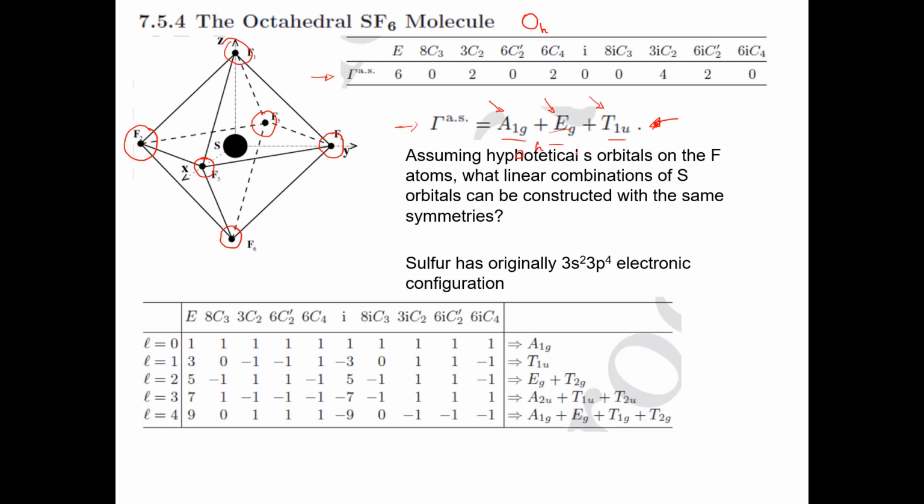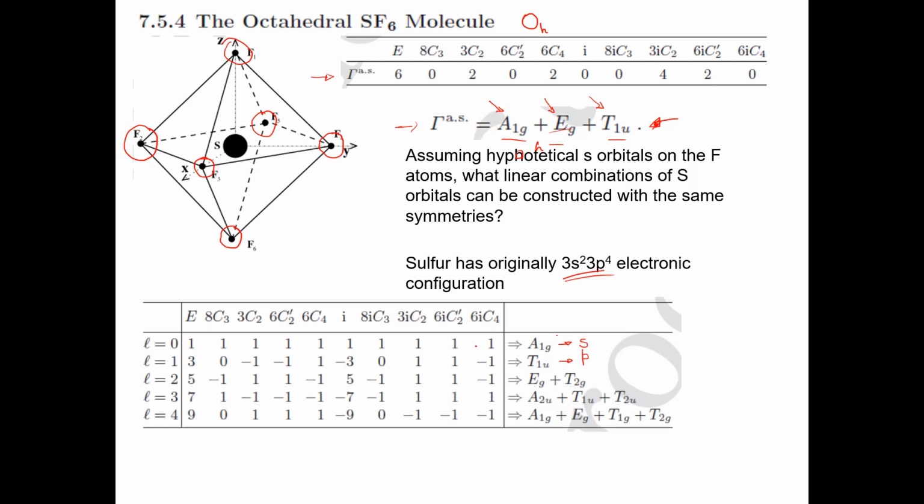So originally, sulfur has a 3s2, 3p4 electronic configuration. So one could think that I should just look at s electrons and p electrons at the central sulfur atom and how they split according to the crystal field, right? This is s electrons. These are the 3p electrons.